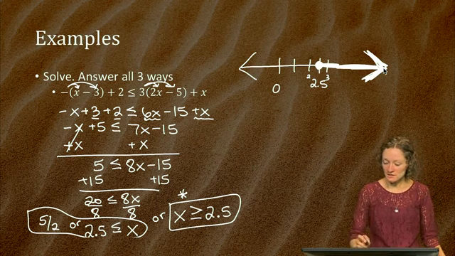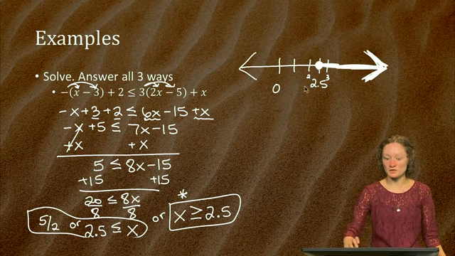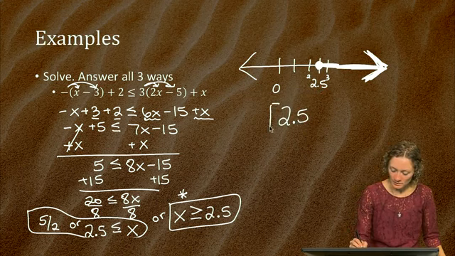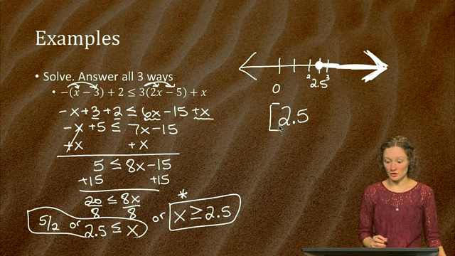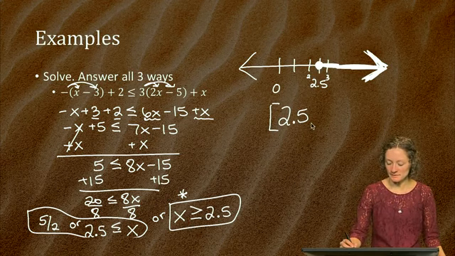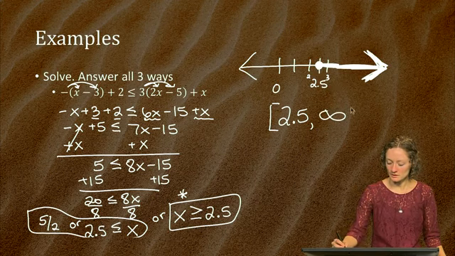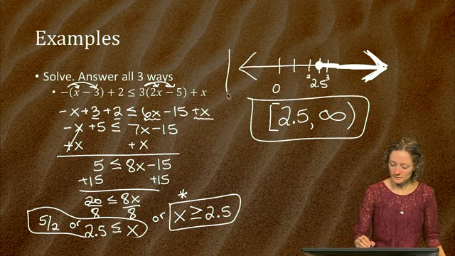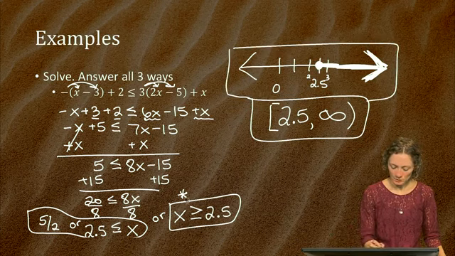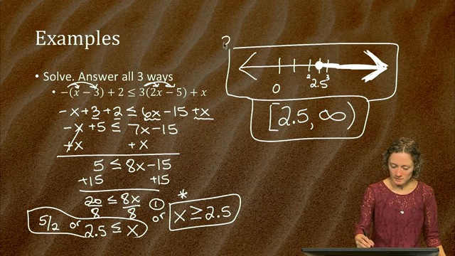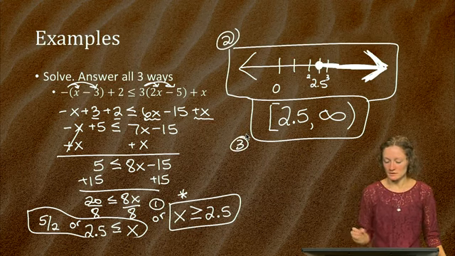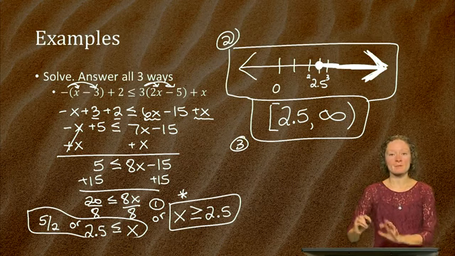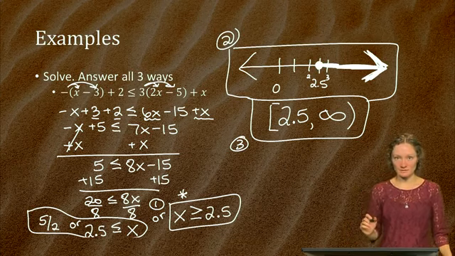And then interval notation, from left to right, the first place we see a solution is 2.5. We get a bracket because it's a closed circle. This number does make this a true statement, all the way up to infinity. And infinity always gets parentheses. So we have the first way, the second, and third. All three types of solutions. All three representing the same information in different formats.